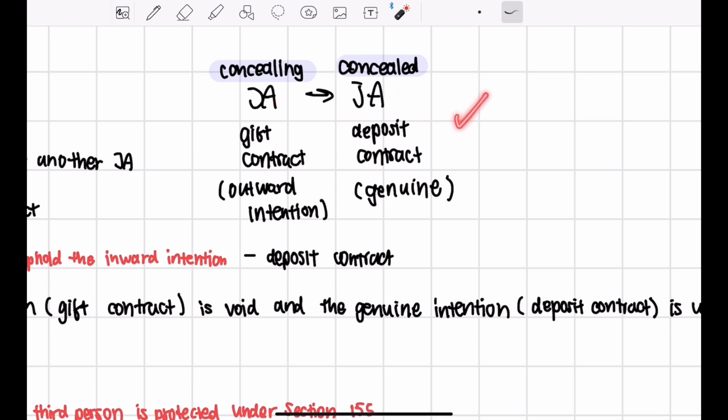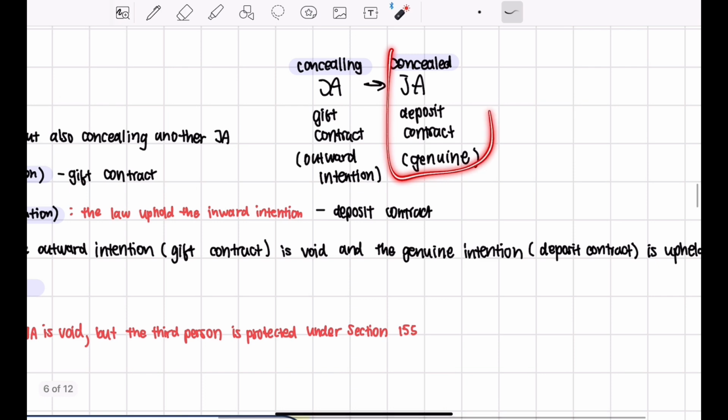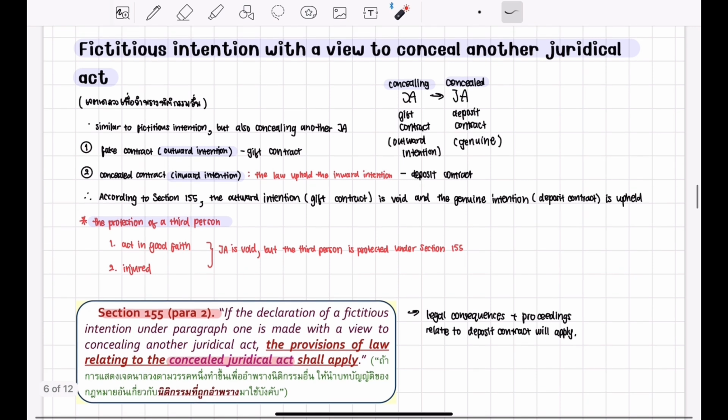When this one is upheld, that means everything has to be done according to the law relating to the deposit contract. So B has to keep the car, like if A deposits this car with B, then B has to keep the car, not take the car as he would in the gift contract. So if this concealed contract is upheld, then everything has to be done according to the provisions relating to the deposit contract. So that's kind of it.